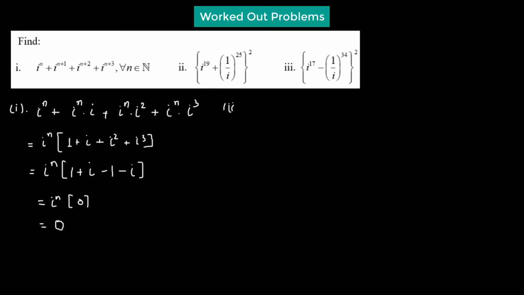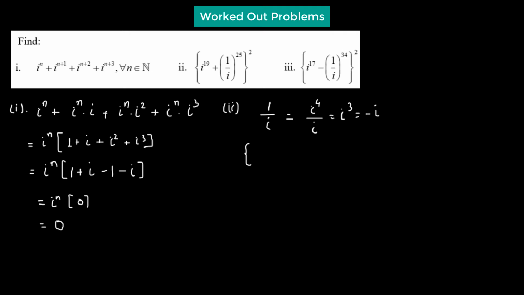So here we have (i^19 plus 1 over i^25) whole squared. Now what we're going to do is first talk a little bit about 1 over i, how to solve a problem when it has an imaginary unit in the denominator. We know that 1 is equal to i to the power of 4. So we replace 1 by i^4 and divide by i. That gives us i cubed, and i cubed is equal to -i. So we can say that 1 over i is equivalent to -i.